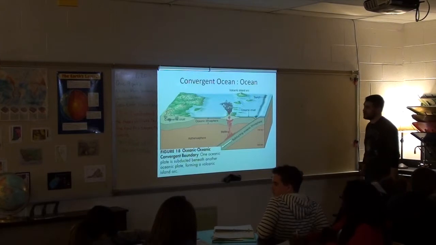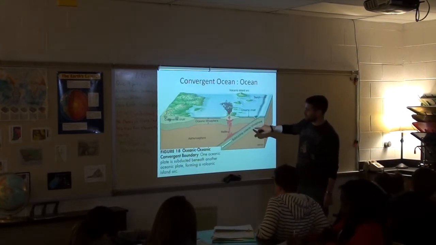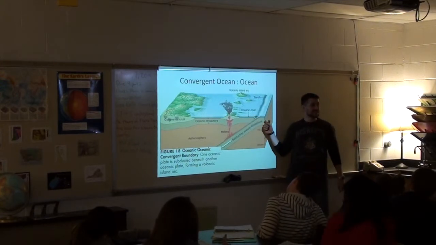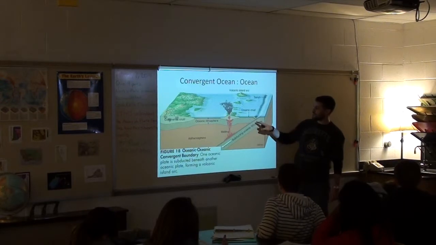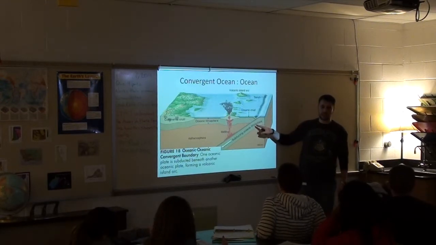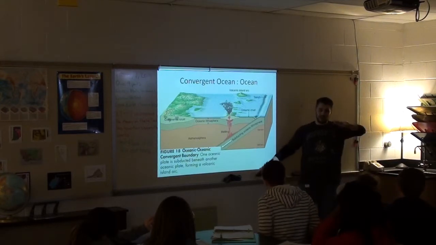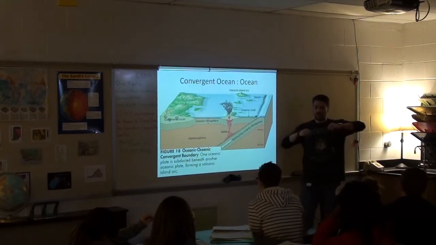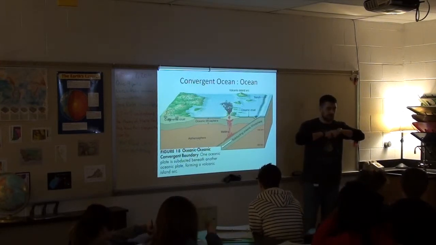Well, this is Japan. So here we have oceanic crust, oceanic crust. Do you see how this is the exact same process, except here you have oceanic crust to oceanic crust? Well, one of them is going to get subducted, because oceanic crust already sits really deep. Now, which one do you think is going to get subducted? The older crust or the younger crust?